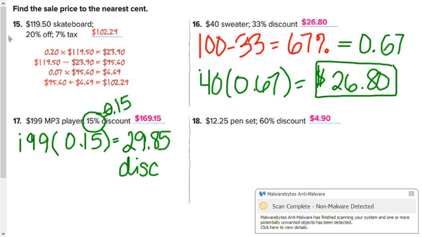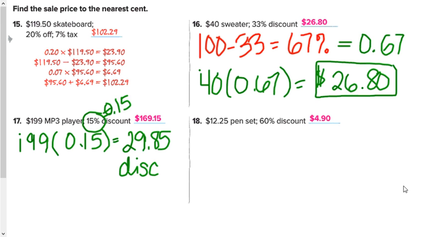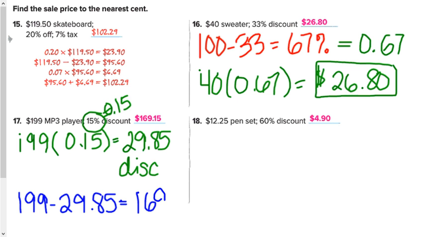So now what I'm going to do is subtract this amount, so 199 minus our $29.85, and that's going to give us a price of $169.15.